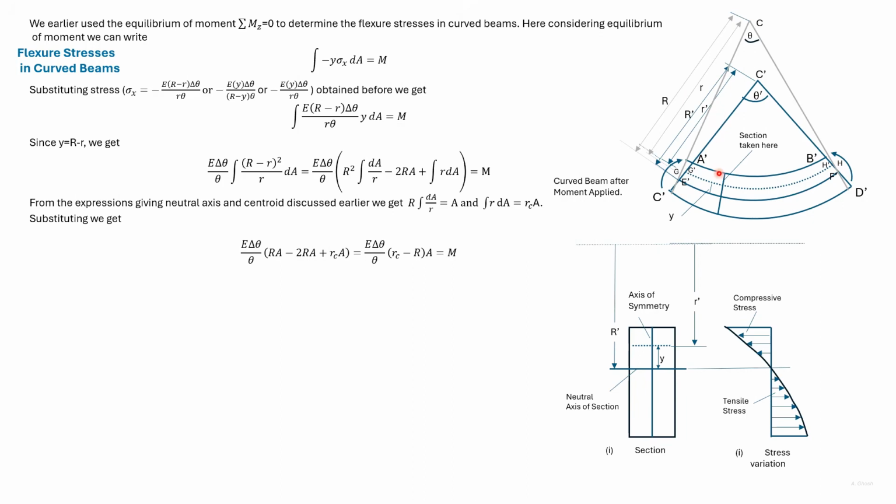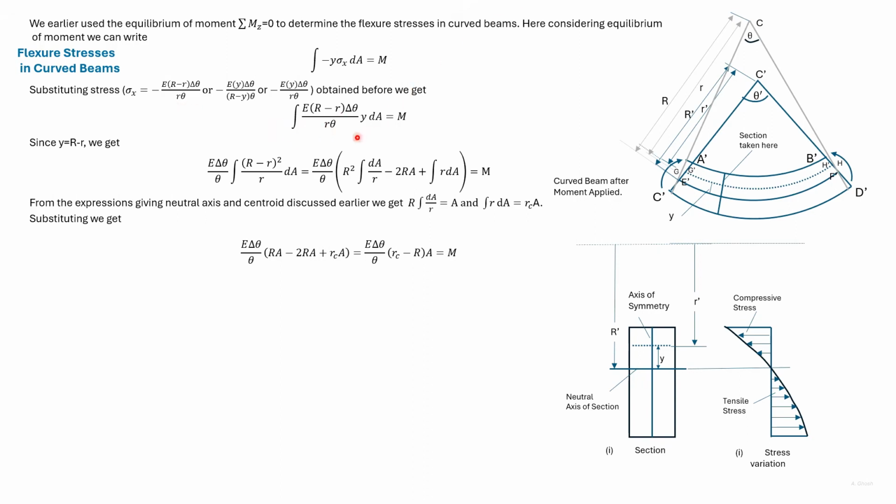Stresses at the section create an internal moment. We get the equation integration of minus y sigma x dA is equal to M. This equation is the same as that for a straight beam. We have earlier found sigma x was given by three different relations. Here we substitute the first relation.